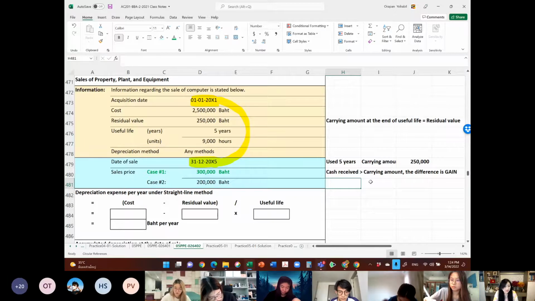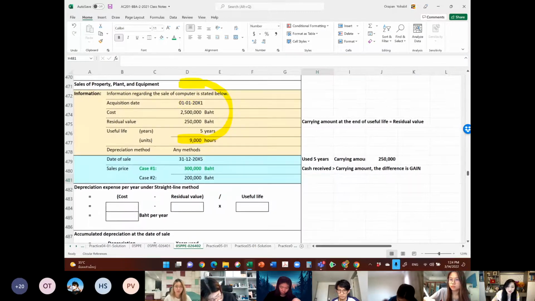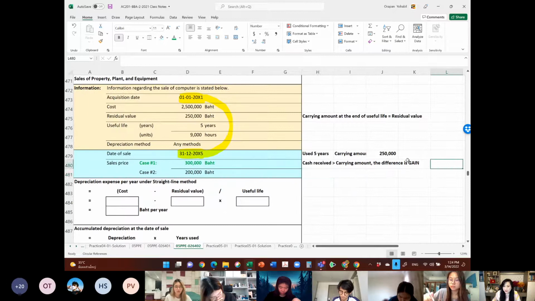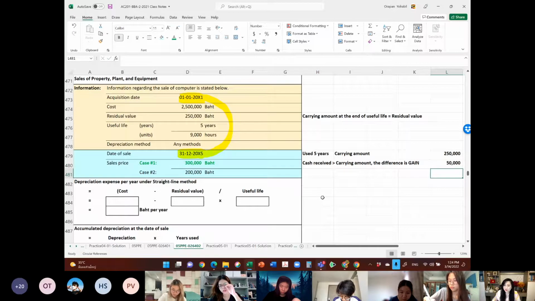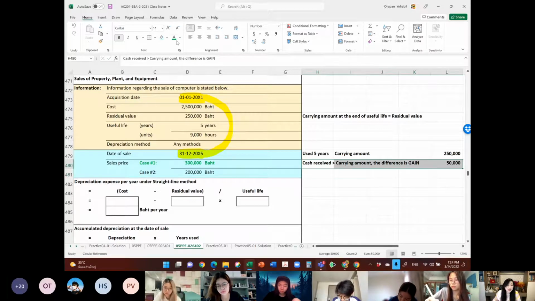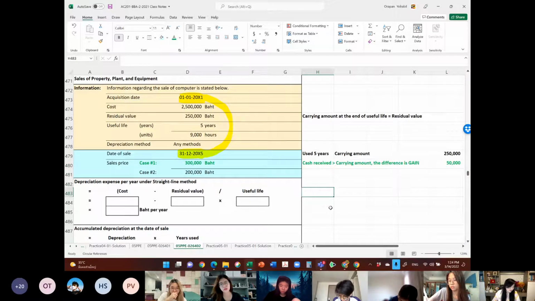So it's the gain. Let me reduce the size a little bit because I want you to see the amount of the gain as well. Over here, cash received is 300,000 and the carrying amount is 250,000. So in this case, you would have a gain on the sale of 50,000.